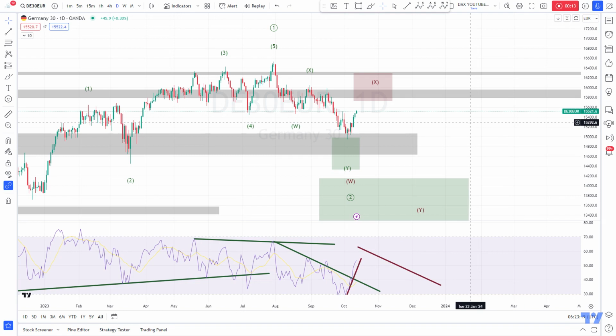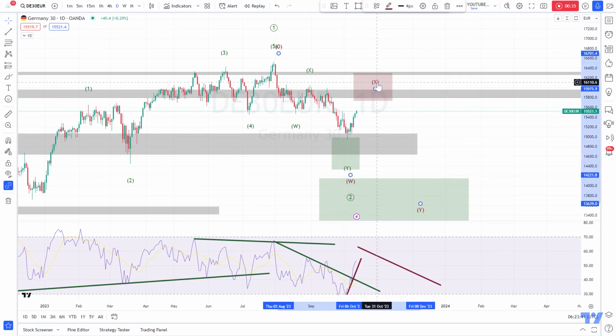So here we are looking at the daily chart just to show you that we are basically looking at two scenarios. A scenario where the wave 2 is finished right here after a WXY correction, and a scenario that looks more or less like this, indicated in red, where the first WXY correction was just the first leg, a wave W of a bigger WXY correction.